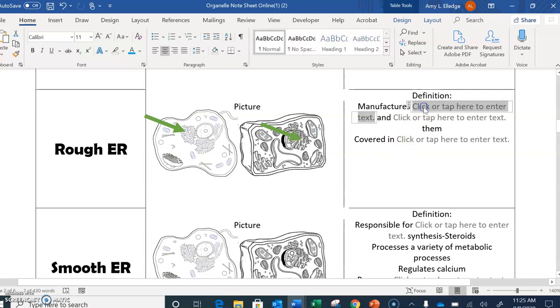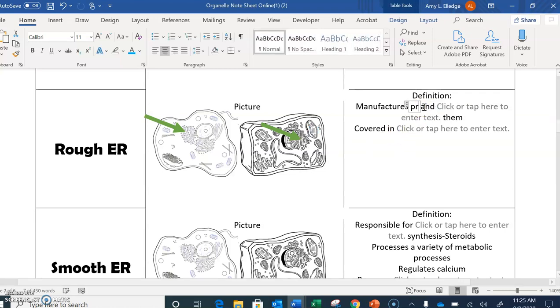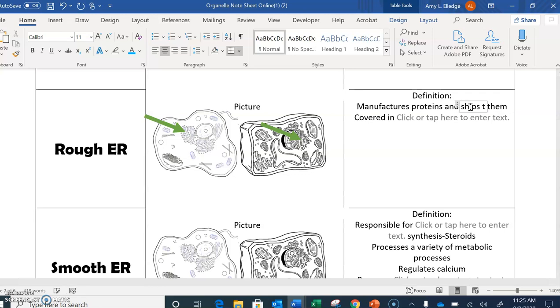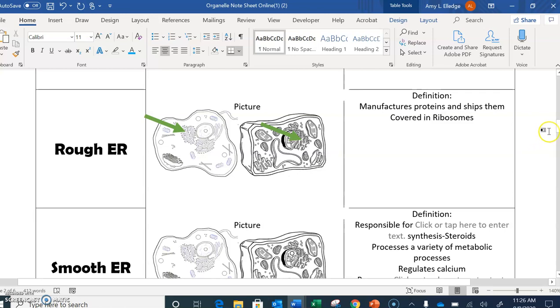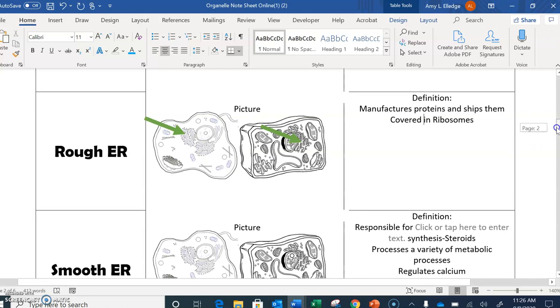So what its job is, it actually manufactures proteins. So remember how important proteins are to our body, and it ships them. And you might say, well, them is already there. Where is it shipping it to? It ships it to another organelle that we'll talk about in a little bit. All right, manufactures and ships them. And it's covered in, there's that organelle again that the nucleolus made, ribosomes. All right, covered in ribosomes. That's what makes it rough.